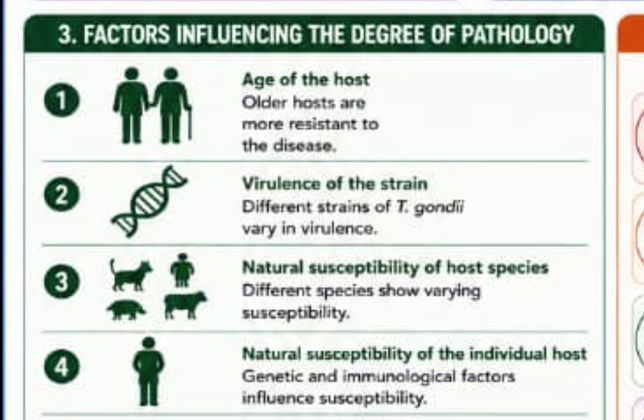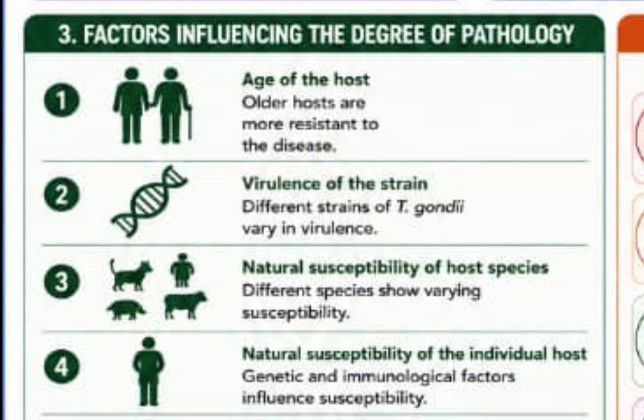But after immunization, when you have given vaccines, what happens? The child now has what they call acquired immunity. Are you getting it now? Which makes the child highly resistant to Toxoplasma gondii. So remember, age of the host, virulence of the strain, natural susceptibility of the host species, natural susceptibility of the individual host, and degree of acquired immunity.